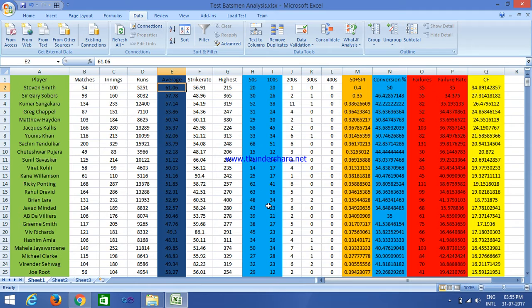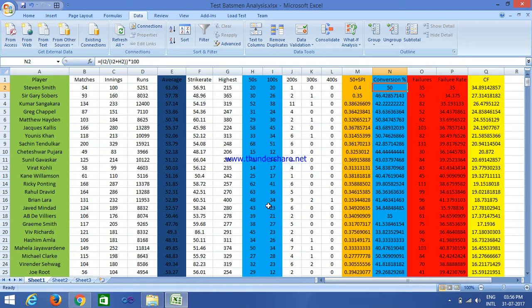Conversion rate is the rate at which 50s are converted to 100s. That's really important in test cricket, as you know, we can't just get a 70 or 80 odd and get out. What do you think about that? Yeah, that's right, so the conversion rate is really important. Steve Smith has a good conversion rate of 50. He actually converts half of his half centuries into a century.